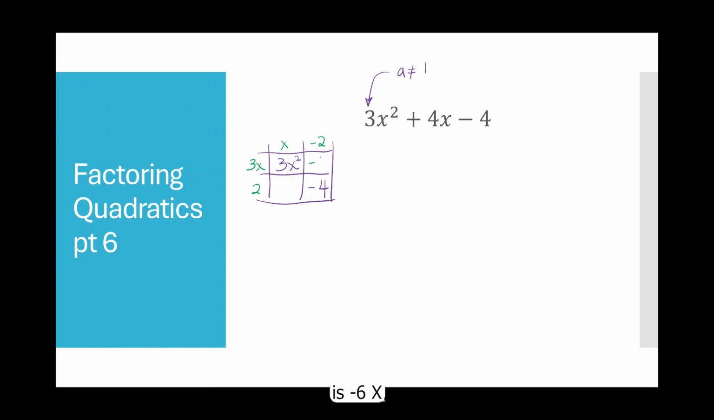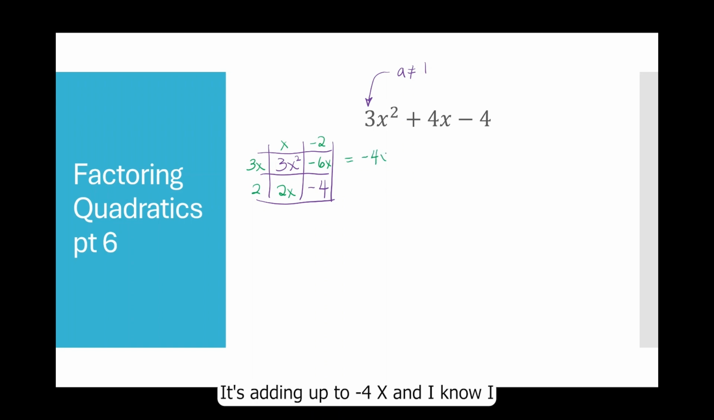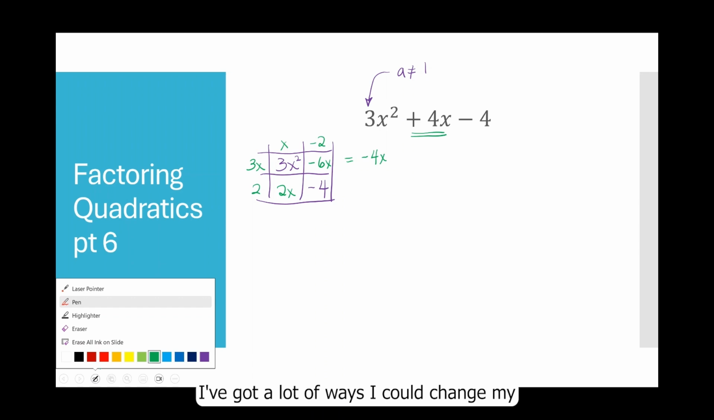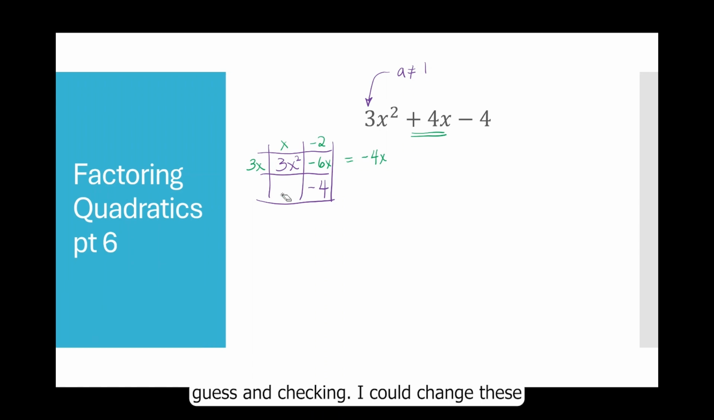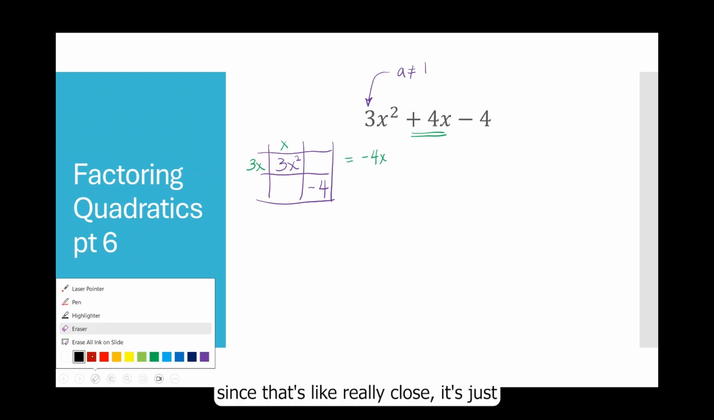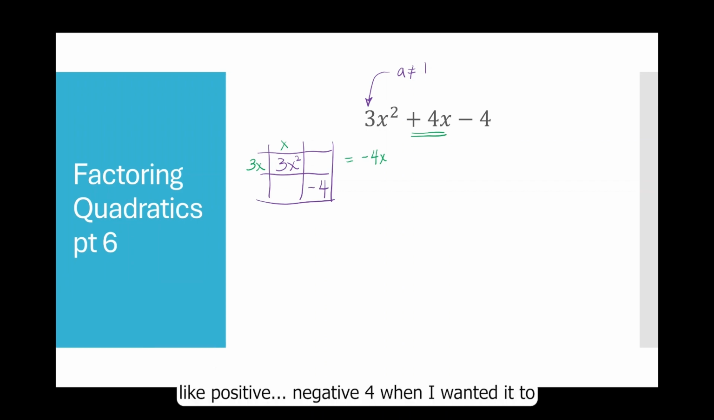3x times -2 is -6x. 2 times x is 2x. Looking at that, ooh, I don't like it. It's adding up to -4x, and I know I want it to be positive. So, I've got a lot of ways I could change my guess and checking. I could change these to being 1 and 4, or, since that's really close, it's just -4 when I wanted it to be positive, I'm going to try just changing where the -2 is. Before I had -2 up here, so I'm just going to swap it to down here.